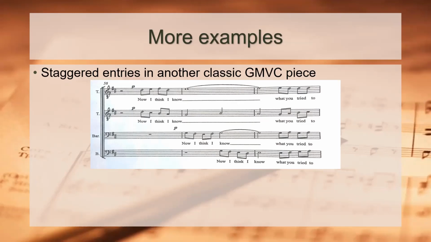So they're counting 1, 2, 3, 4. The tenors are counting 1, 2, "Now I think I." The second tenors, 1, 2, "Now I think I." The baritones, 1, 2, 3, 4, "Now I think I."